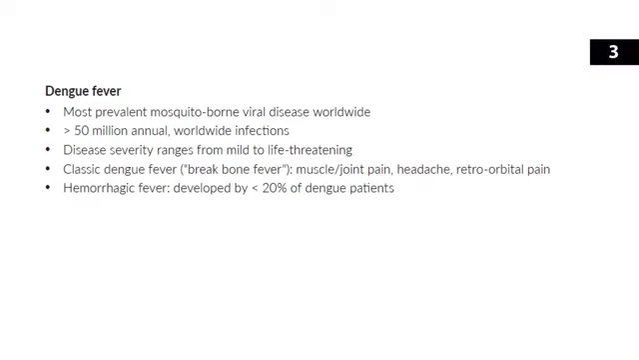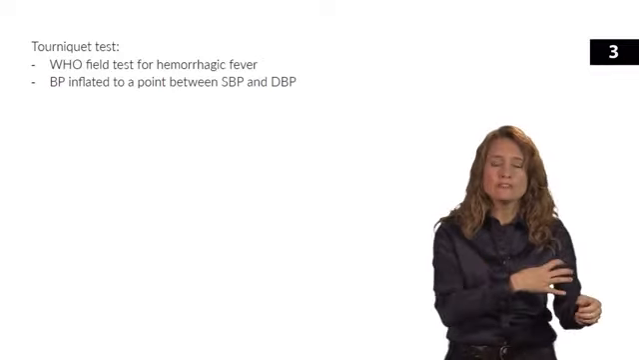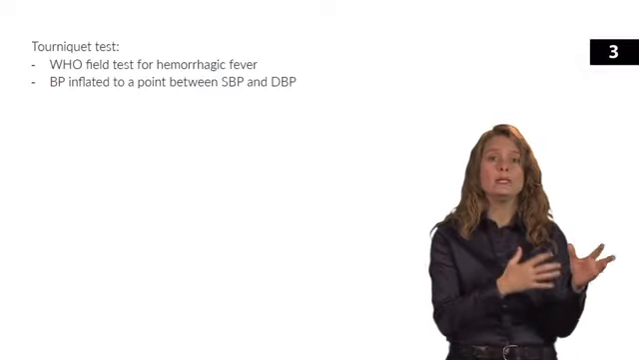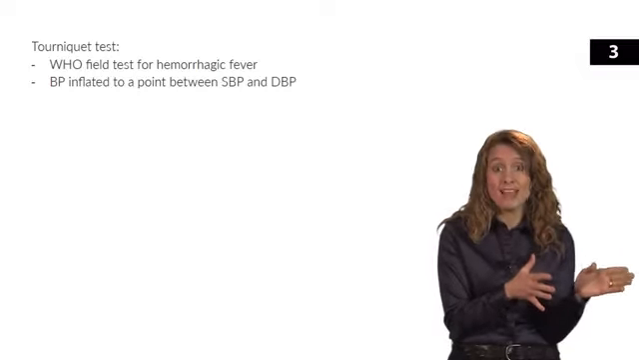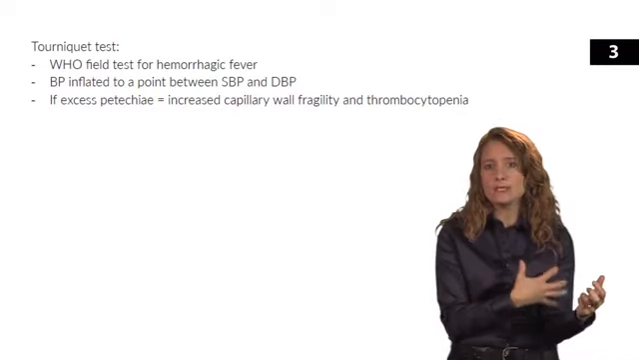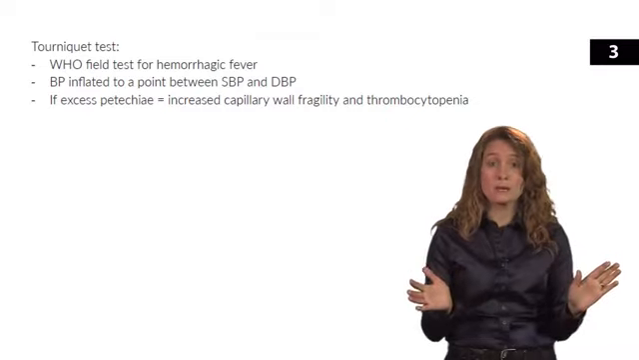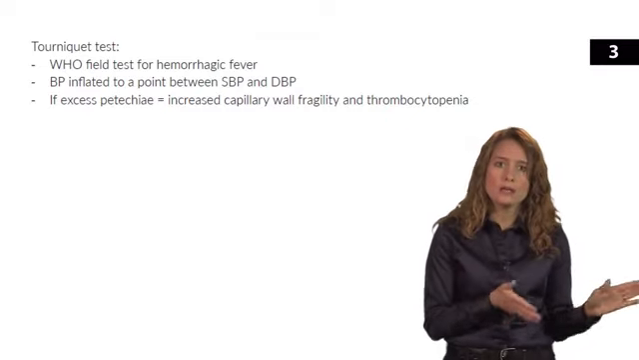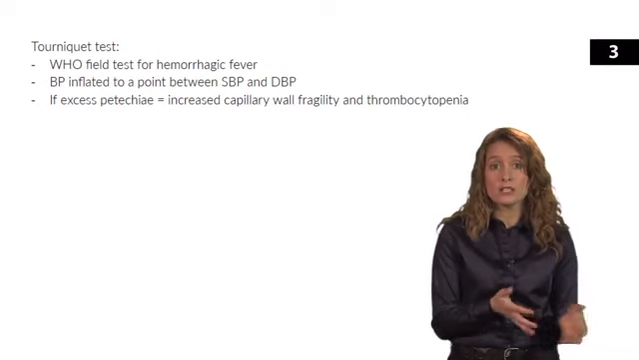And something else that might come up in a test question about dengue is the tourniquet test. A tourniquet test is a World Health Organization field test for dengue hemorrhagic fever. So the blood pressure cuff is inflated in a patient up to the point somewhere between the patient's systolic and diastolic blood pressure, and then you leave it there for 5 minutes. And if there are excess petechiae, then that indicates increased capillary fragility. Now, in resource-rich settings, we just check for thrombocytopenia with a blood test, but if you don't have that luxury, then this is a readily available way to check for thrombocytopenia of dengue hemorrhagic disease.